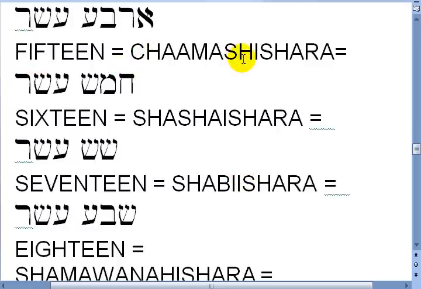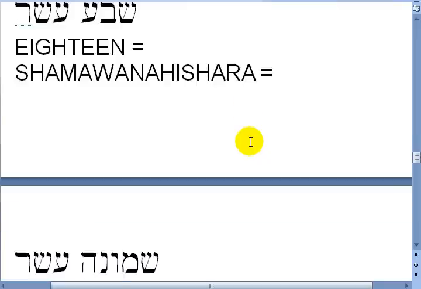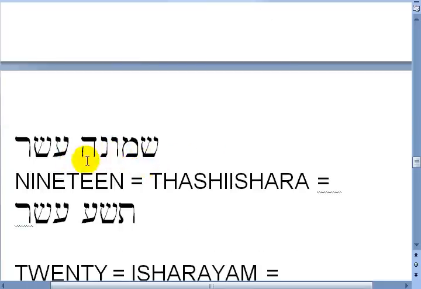15 is Chamash Aishara, and if you go back up you'll see that 5 is Chamash, and then Aishara is 10. 16 is Shasha Aishara. 17 is Shabai Aishara. Shabai, which is 7, Aishara is 10. 18 is Shamawana Aishara. Shamawana 8, Aishara 10, which makes it 18. 19 is Thashai Aishara.